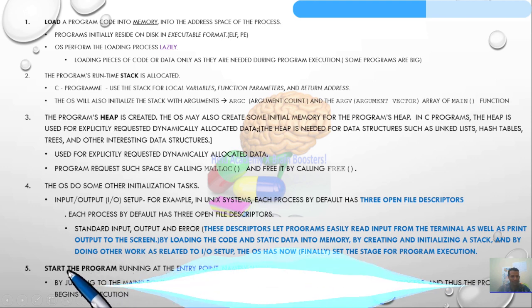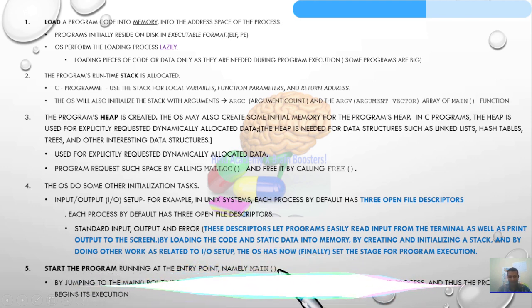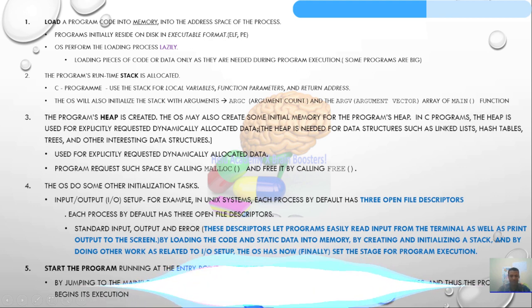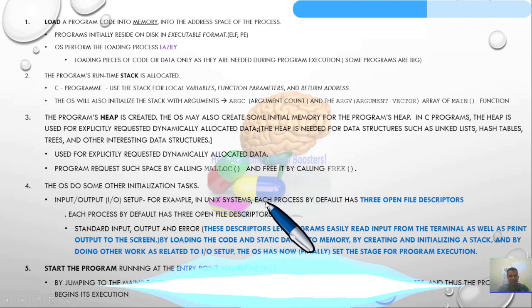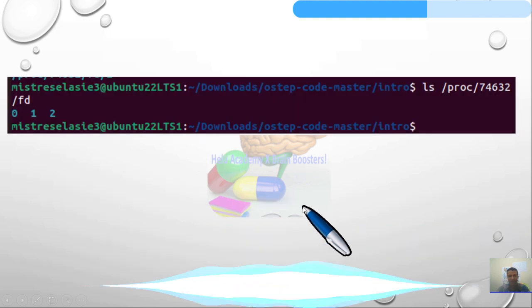So start the program running at the entry point, namely main. After that, by jumping to the main routine, the operating system transfers control of the CPU to the newly created process, and thus the program begins its execution. This is just a brief explanation. I hope you get the point.